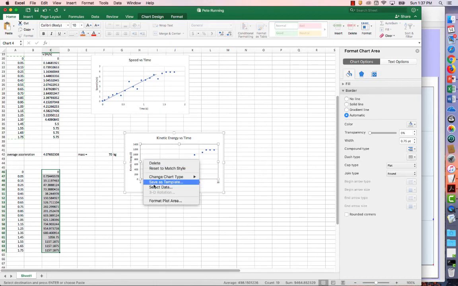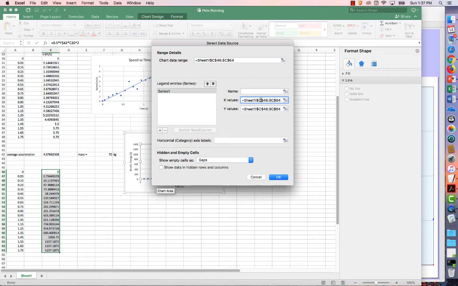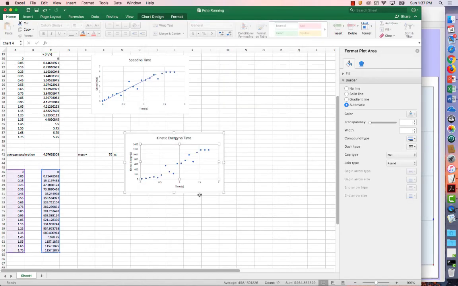So I'm going to right-click on the chart and select data. And it will tell me. Now I can see how my kinetic energy increases with time, and I know that the slope of this line is a rate of increase of energy, which is the power that I'm putting into my body as I speed up. Let's take the maximum slope first, just to see what my maximum power output is.